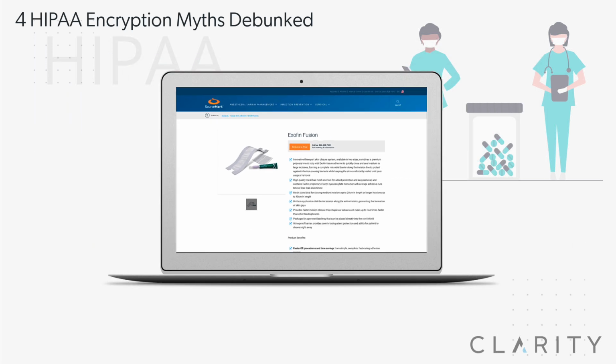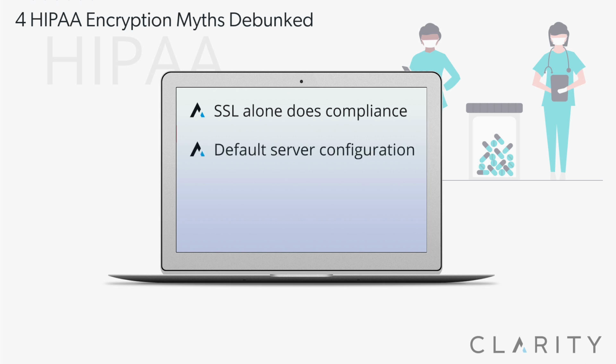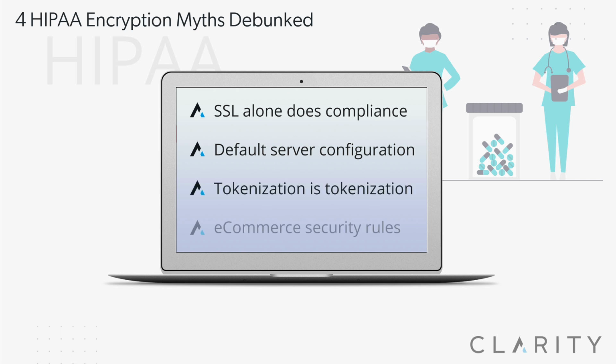So in summary, the 4 HIPAA encryption myths that we've debunked: 1, believing that SSL certificates alone ensure full compliance. 2, assuming that default server encryption covers all PHI data. 3, thinking all tokenization methods offer equal protection. And 4, confusing general e-commerce security with HIPAA-level needs.